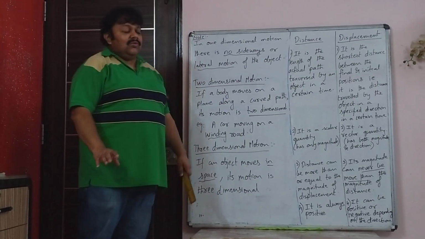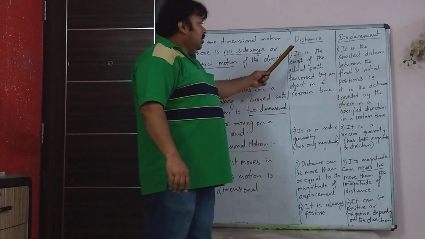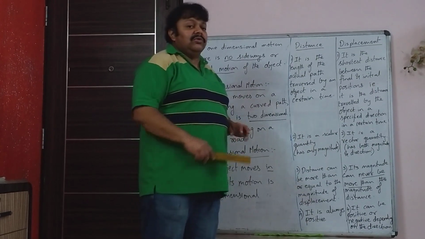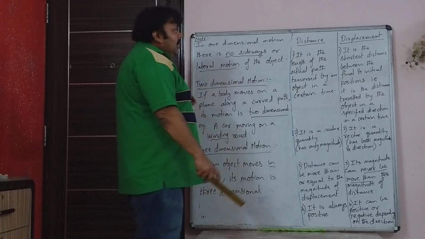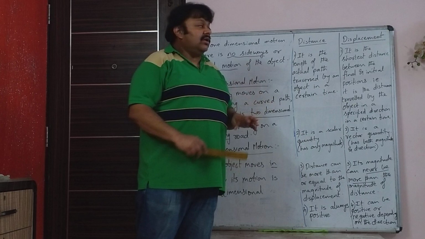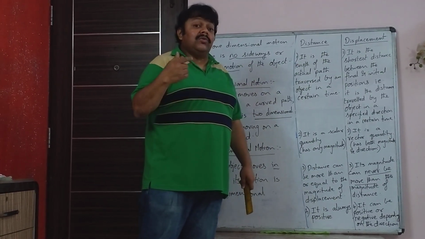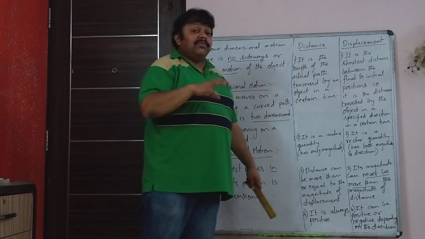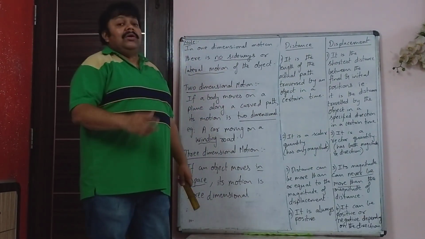But in our portion, we will only be seeing one-dimensional motion in standard 9 and 10. So we first see two important terms related to one-dimensional motion, that is the difference between distance and displacement. In case of distance, you are not considering direction, so it's a scalar quantity. Whereas in case of displacement, it's a vector quantity because you will take the direction into consideration.